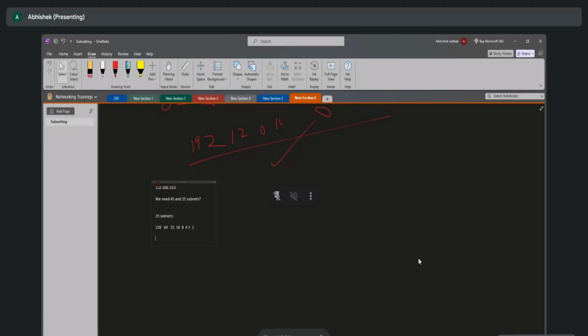Okay, now tell me, how many networks are we looking at? So we need 45, that is true. But how many networks will you be borrowing from the host bits remaining here? This is a /24 IP, which I had given you, that is type C. Now, how many host bits have you borrowed in order to create 25 subnets?